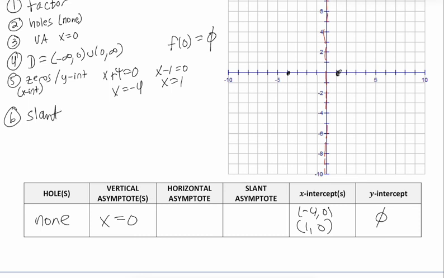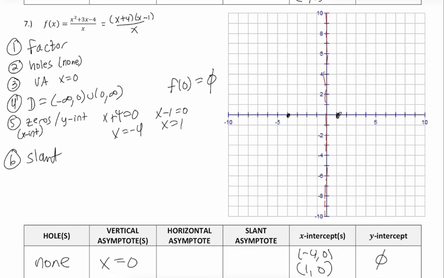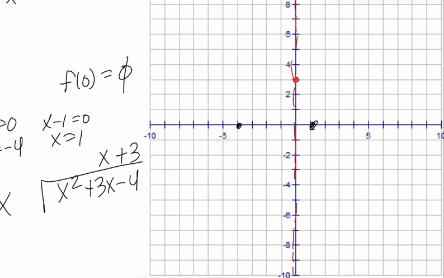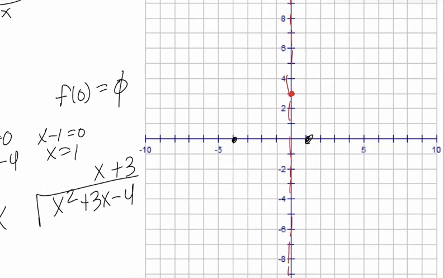This one has a slant. The reason I know that is because the top power and the bottom power are exactly 1 apart. That top power is higher by 1. So how do we find it? We're going to divide. So we get x plus 3. So that's just the line, y equals x plus 3. So go over to 3. Go up 1 over 1. Make your line.